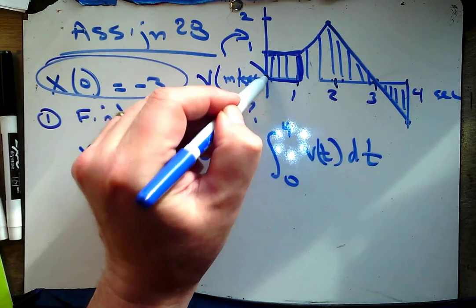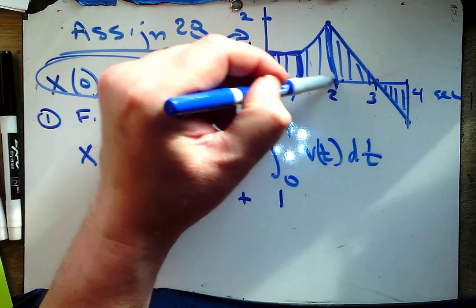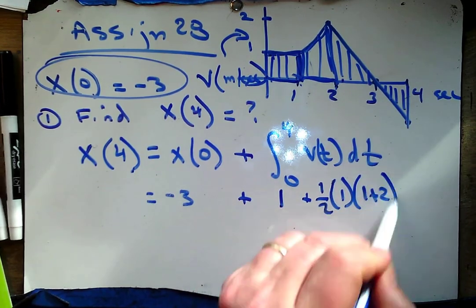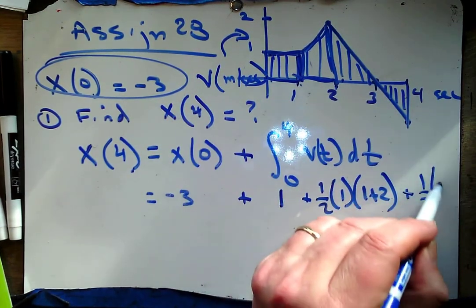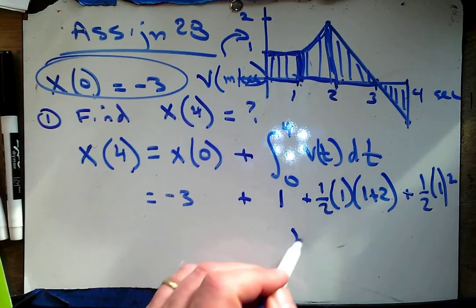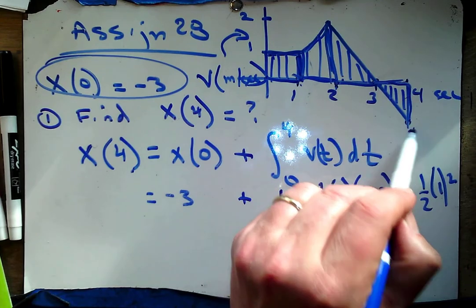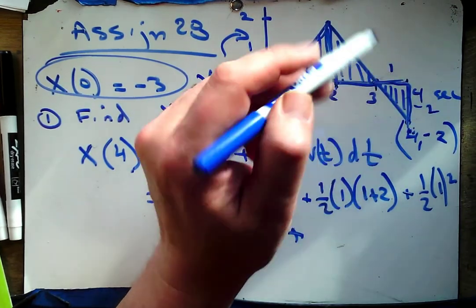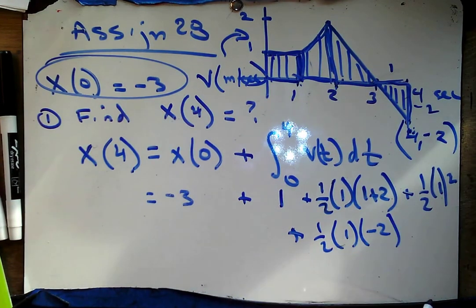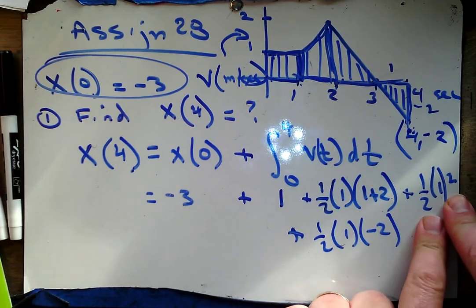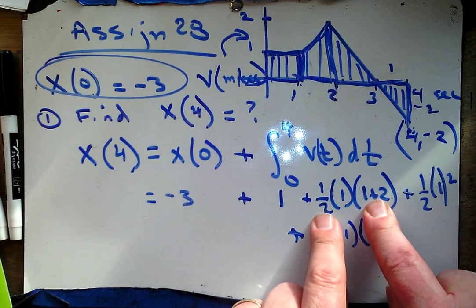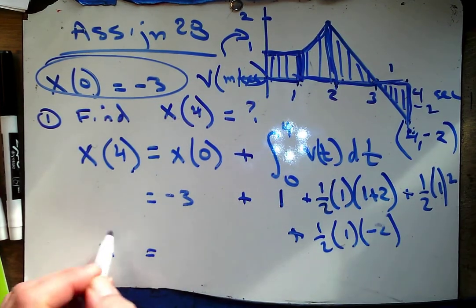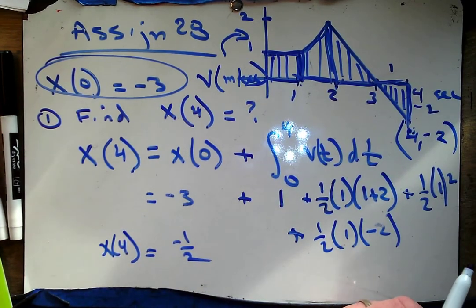So this is 1 by 1, or 1. This is a trapezoid. Its height is 1. 1/2 height of 1, base 1 plus base 2. This is a triangle. 1/2 base of 1, height of 2. Plus, well, this does go to -2, by the way. So we know that this is -2, and this is 1, so that 1/2, 1 times -2. Well, it turns out that this -1 and this +1 cancel each other out. 3 halves plus 1, 5 halves. 5 halves is 2.5 minus 3. So x of 4 is -1/2. Okay?